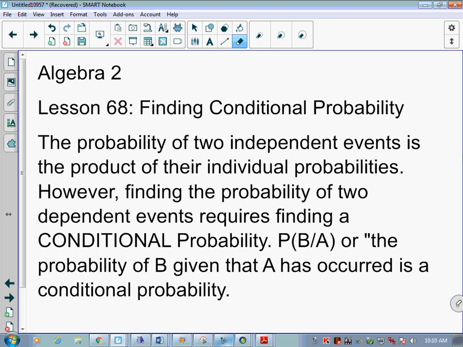68, Algebra 2, we're going to talk about finding conditional probability. Conditional probability is the probability, and if you're looking in your book, let's make sure that we're over here too. We're going to be doing 68 and 69. This starts off on page 483. Finding conditional probability.